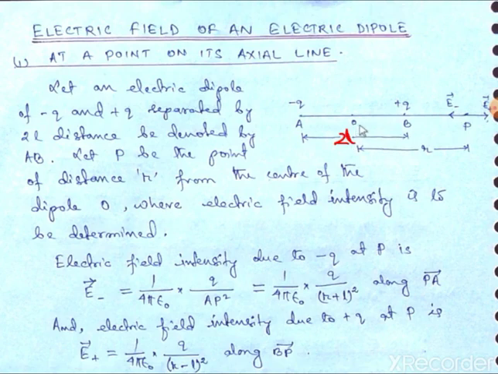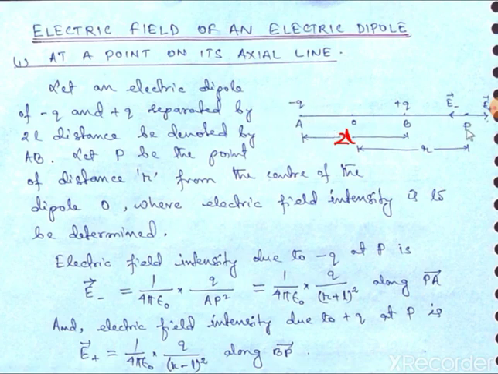Now what happened? Let the point of observation P be at a distance r from the center of this dipole. At this point we need to find out the electric field due to this dipole, minus q and plus q, right? Yes. Electric field intensity due to minus q at this point P will be equal to what?